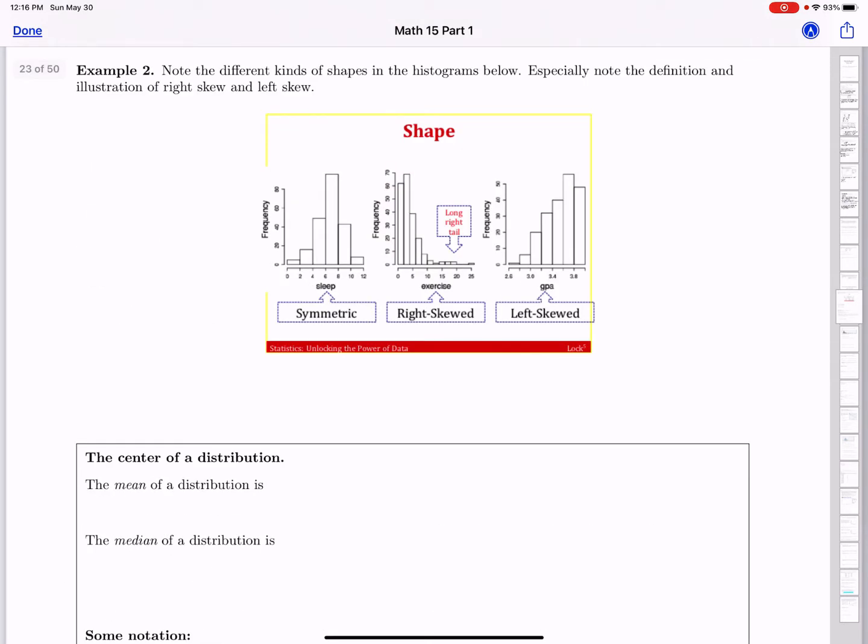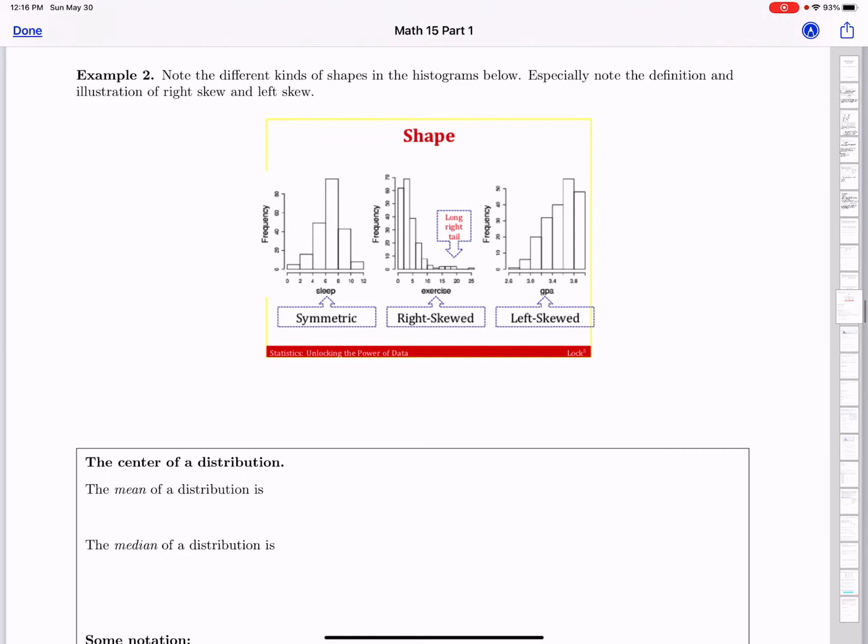So here are some examples. We have a symmetric distribution on the left. The middle one is right skewed, which is like example 1, except it's a histogram instead of a dot plot.